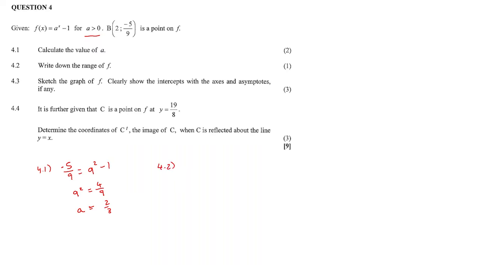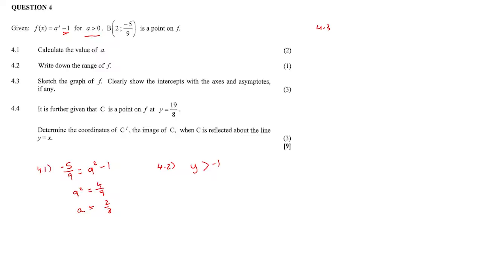Question 4.2. Write down the range of f. So as we can see in our equation, our asymptote is at negative 1. So our range is, well, y is an element that's greater than negative 1 because y can't touch the asymptote. So y is greater than negative 1.